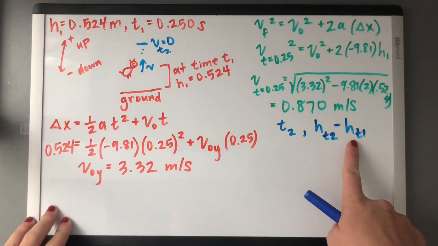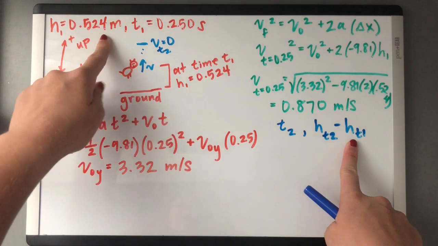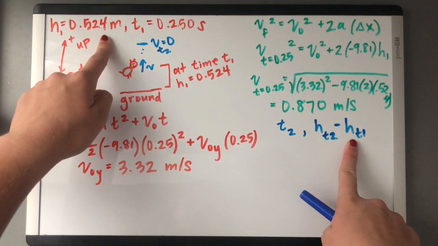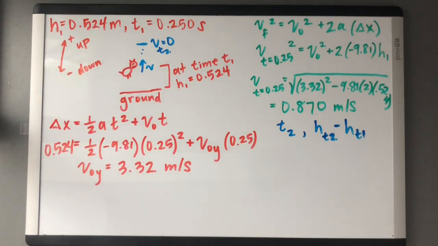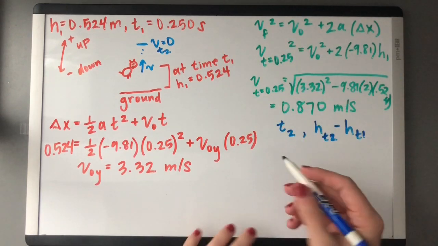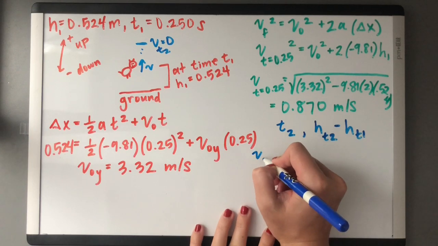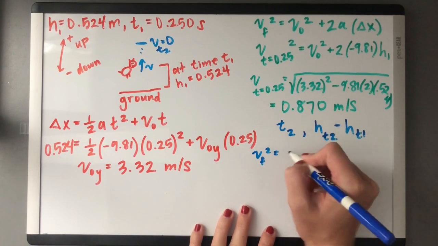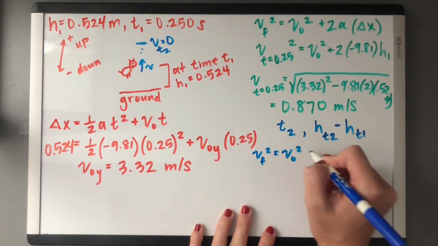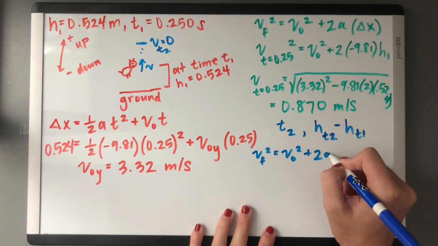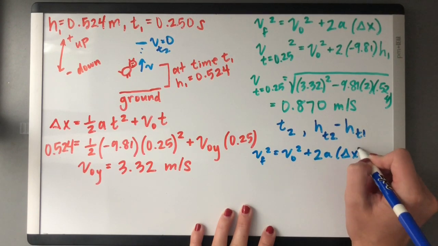We know how high the armadillo is at t1. That's h1, 0.524 meters. So what we need to solve for is the maximum height of the armadillo's motion. In order to solve for this, I used this same general formula. So I'm going to write it down again. Velocity final squared equals velocity initial squared plus 2 times the acceleration times the change in distance.